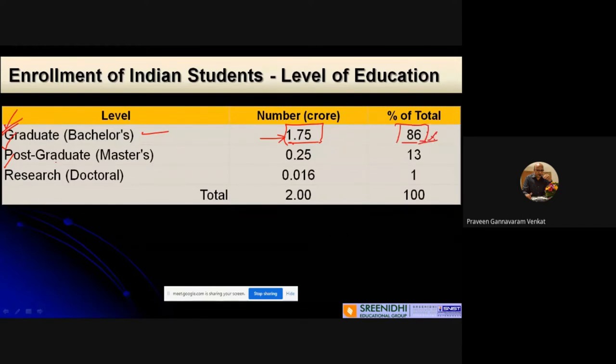If you come to post-graduation studies, that is the master's program, around 0.25 crores of students are enrolled every year, and their percentage is around 13%. And the doctoral program, that is research, which leads to PhD, Doctor of Philosophy: 0.016 crores of students are enrolled after their master's program. So their percentage is only 1%.